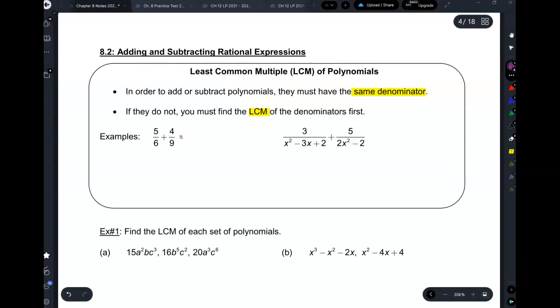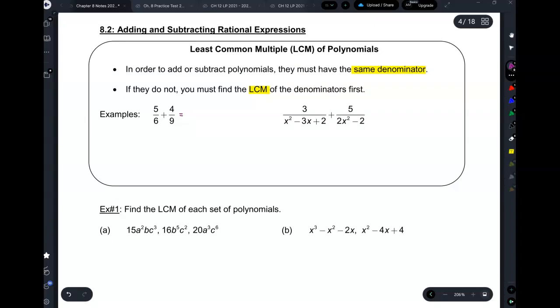So what is the common denominator between a 6 and a 9? That's the 18, right? The least common multiple, not the GCF. So basically, the smallest number that both of them go into. So the common denominator here will be an 18, right?